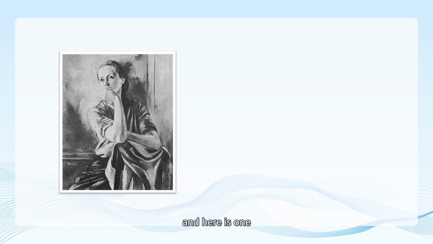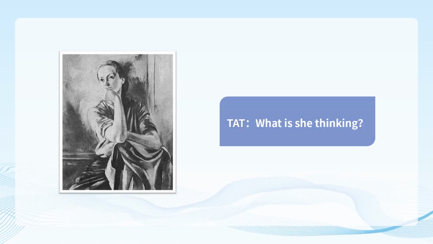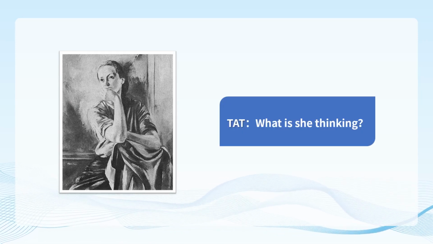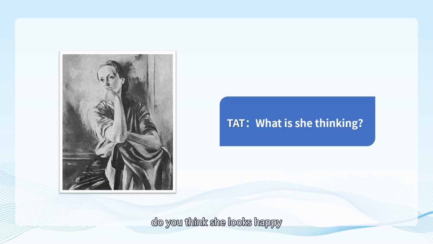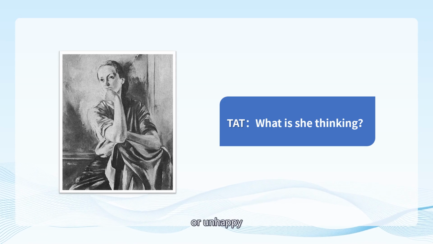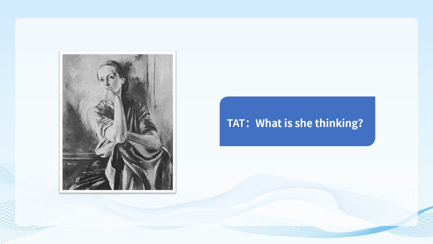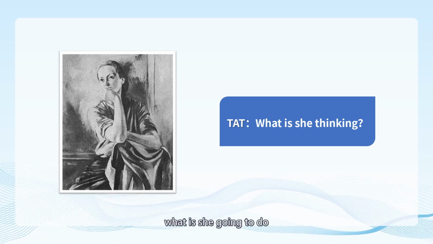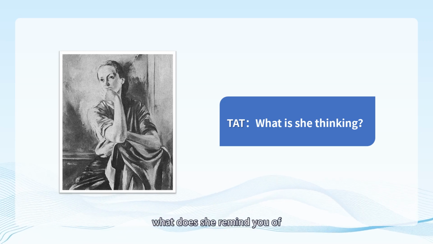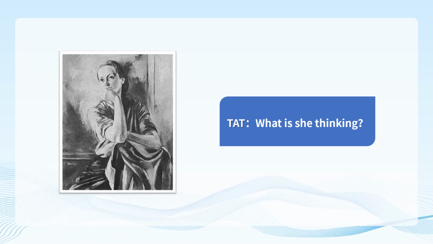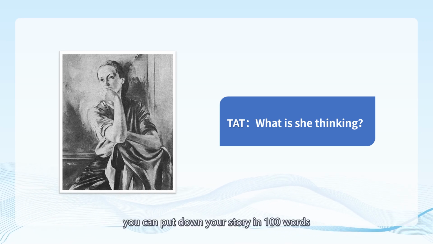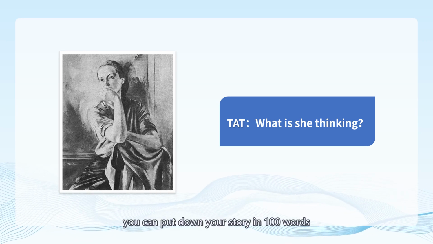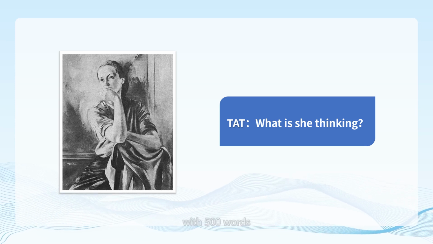And here is why. The question is, what is he thinking? Can you tell a story about her? Do you think she looks happy or unhappy? What is she going to do? What does she remind you of? And when you think about all these questions, you come up with a story. You can put down your story in 100 words, 300 words, or 500 words.